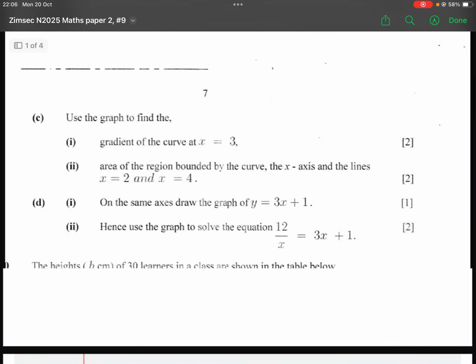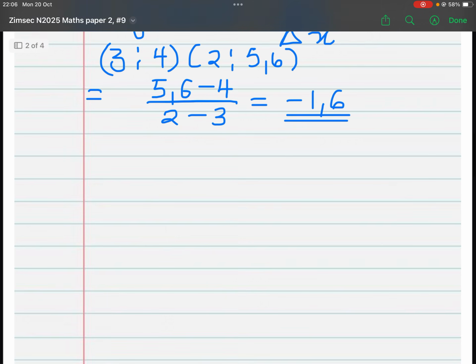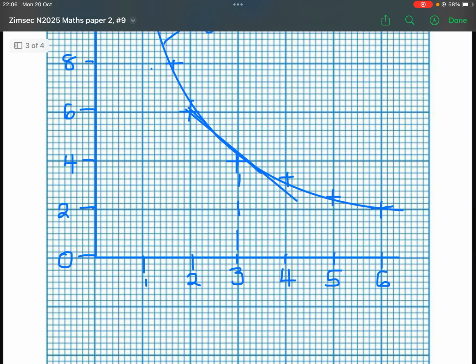And then after that, let us scroll up to see the next part of the question. We are now required to find the area of the region bounded by the curve, the x-axis, and the lines x is equal to 2 and x is equal to 4. So we need to understand the region that is required for us to find the area.